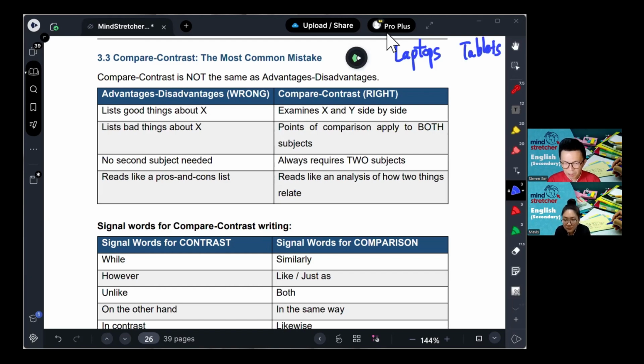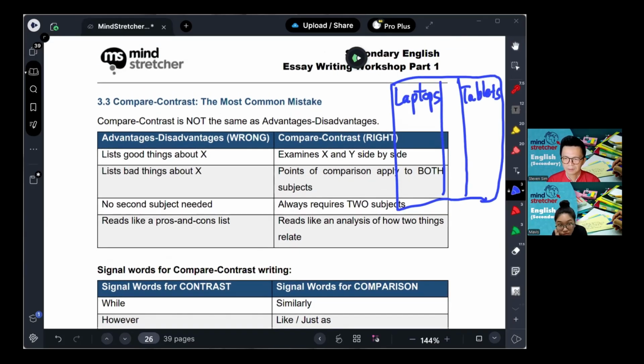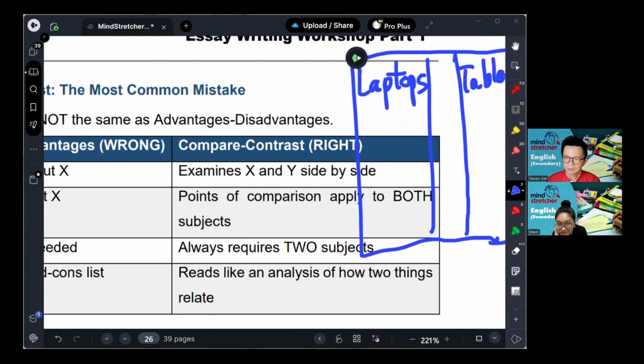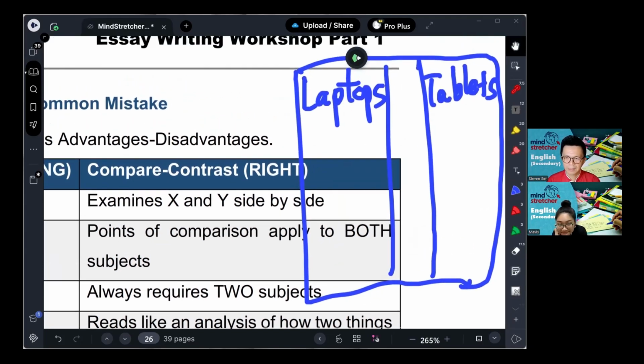And you say that you are looking at these two things side by side. What do you actually mean? What that actually means is that you need to have 3 columns. If you have a laptop and a tablet, right? So what you're doing is you actually have 3 columns.